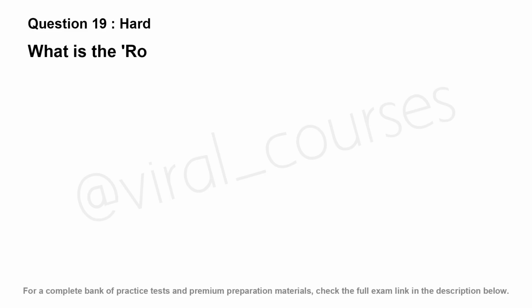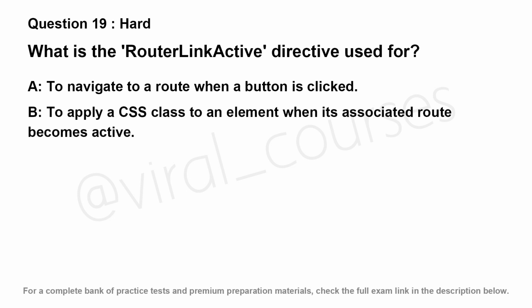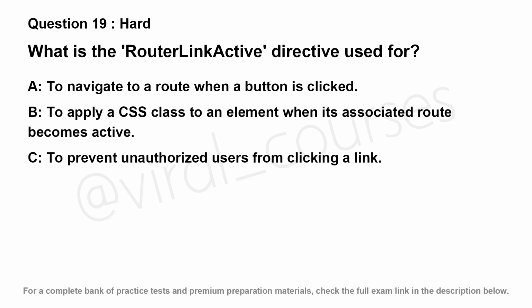What is the routerLinkActive directive used for? Option A. To navigate to a route when a button is clicked. Option B. To apply a CSS class to an element when its associated route becomes active. Option C. To prevent unauthorized users from clicking a link. Option D. To refresh the current page.